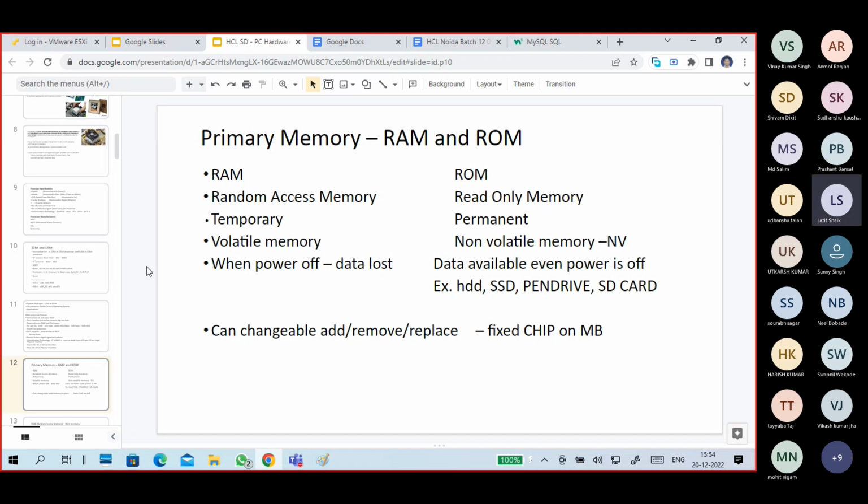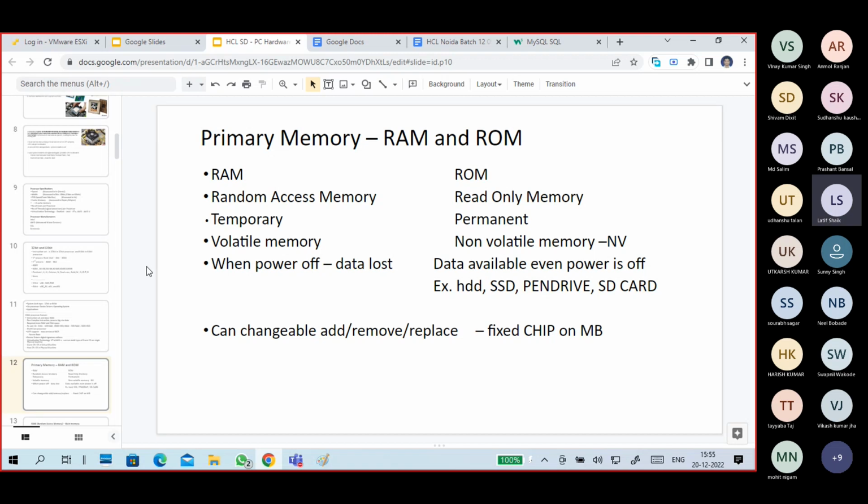Okay, so what are the primary memories? Primary memories are RAM and ROM. What is RAM? Random access memory. ROM, read-only memory. Difference between RAM and ROM: RAM is a temporary memory, ROM is permanent. RAM is a volatile memory, ROM is a non-volatile memory.